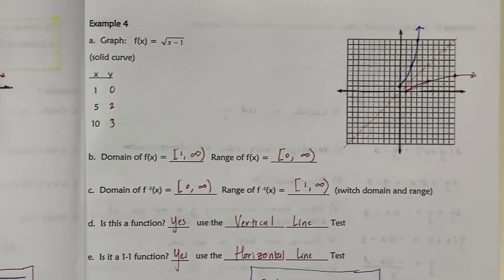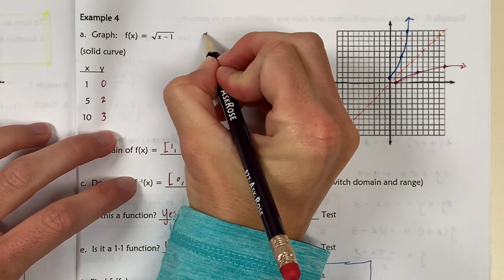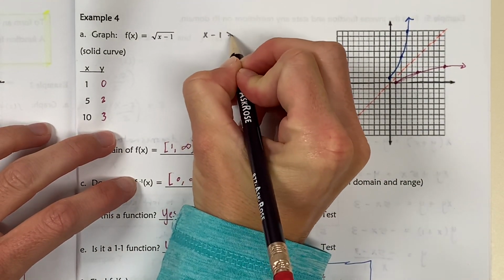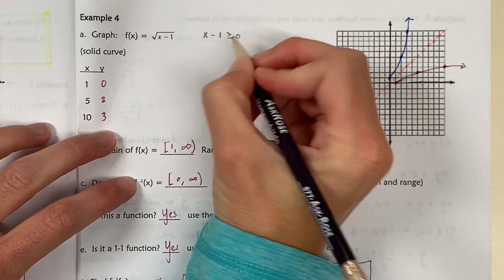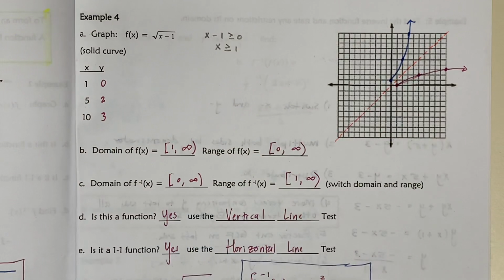Example 4. In example 4, we have f of x equals the square root of x minus 1. When you start graphing curves, you need to start thinking about domain. This is a square root function. So if I want to find the domain, I set what's under the radical greater than or equal to 0. So that means x has to be greater than or equal to 1.